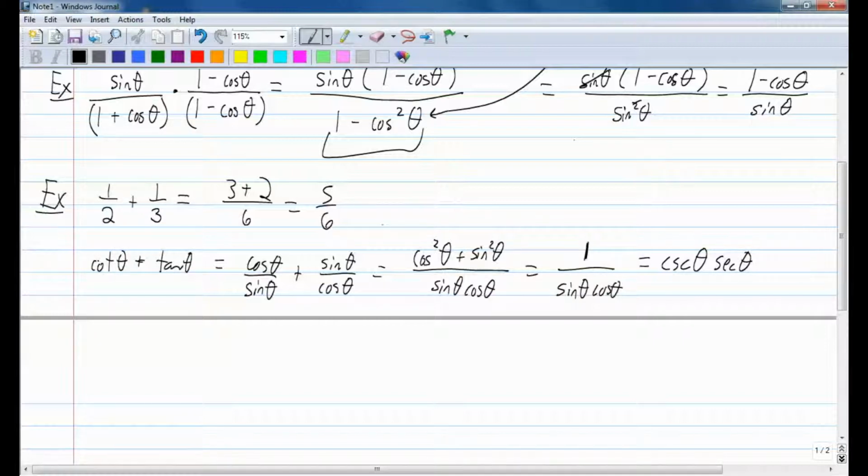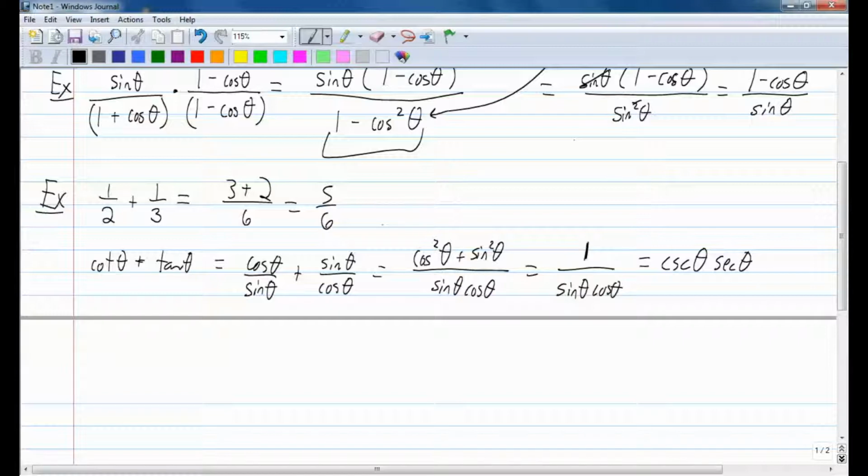So who would have known that cotangent theta plus tangent theta is equal to cosecant theta times secant theta? It's not something that you can just see, but by changing this to sine and cosine, getting a common denominator, applying a Pythagorean identity, and then using the reciprocal identities, I could rewrite that in another way. Maybe that would help me solve part of an identity.